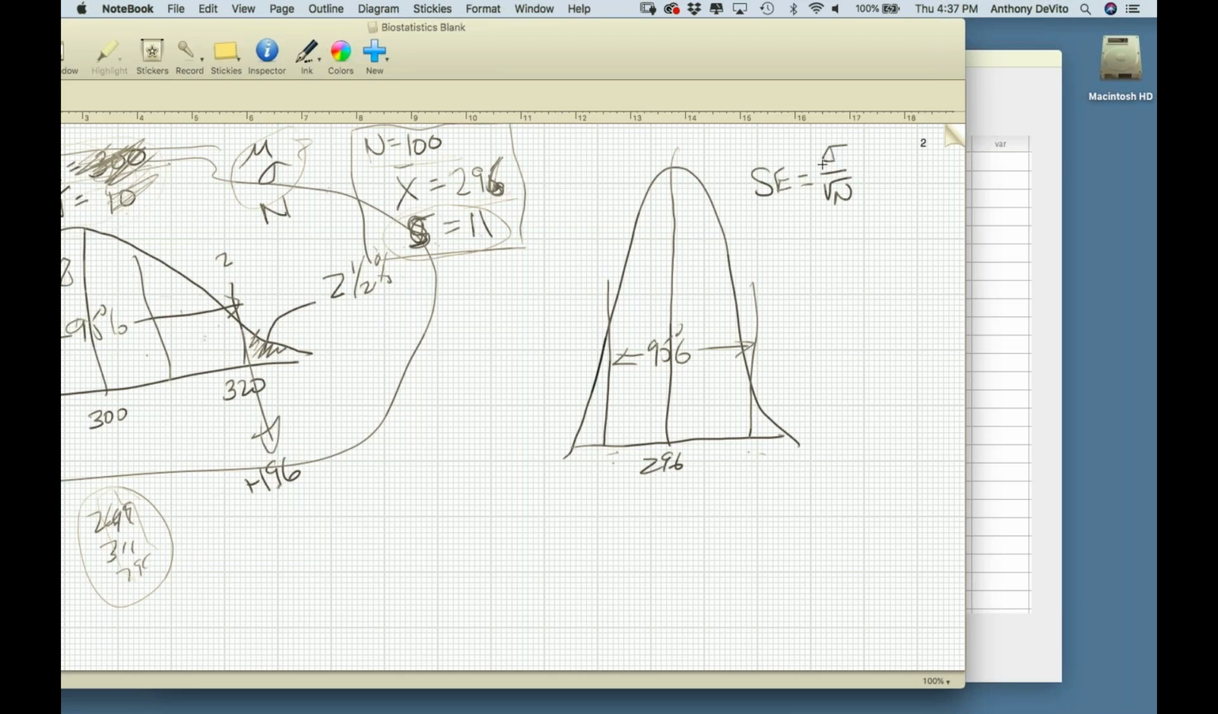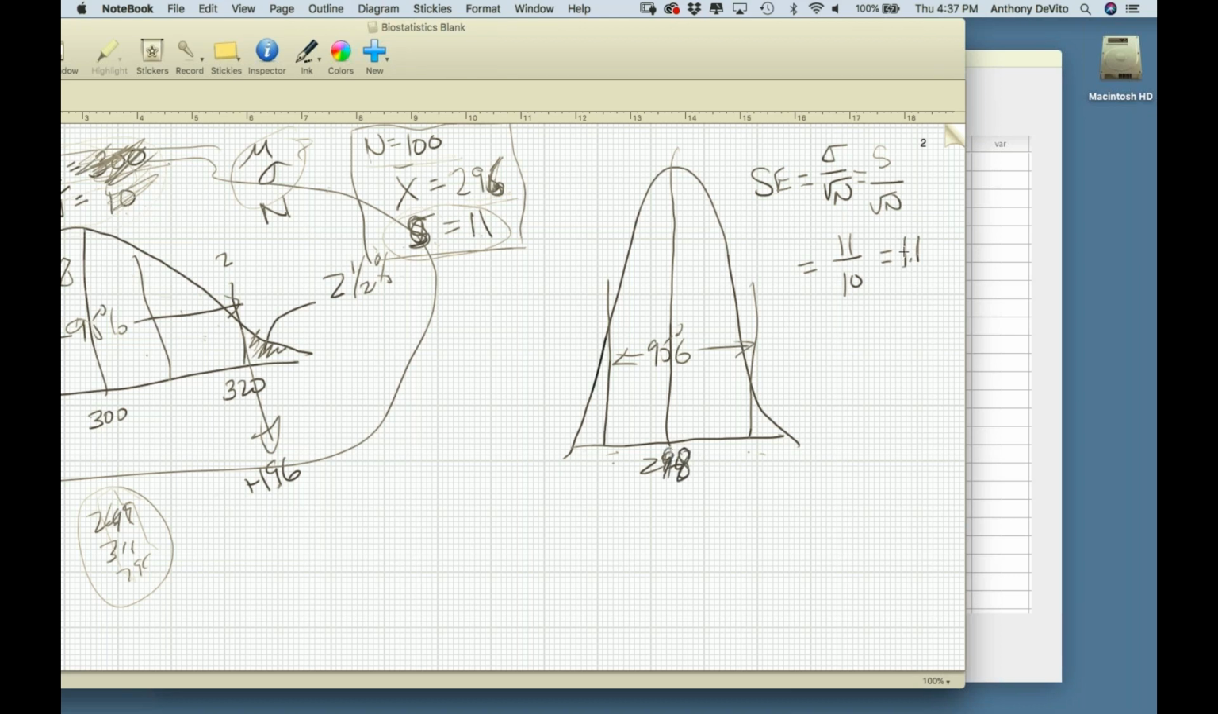Well, the problem is we don't know what sigma is. So for sigma we substitute S, because that's what we know, right? We know the standard deviation of all the people in our sample, and we know it should be close, so we're going to substitute that. So what does that equal? That's equal to 11 over the square root of 100, which is 10, right? So it's equal to 1.1. Okay, I'm going to make this number 298 instead of 299.